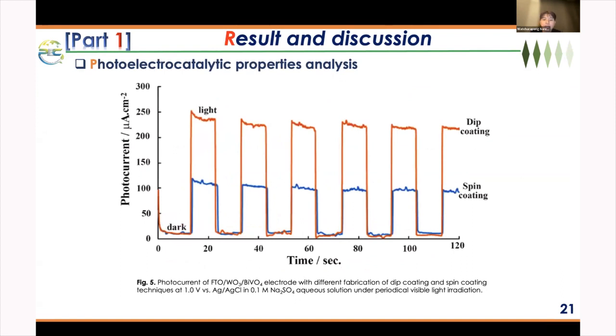And next, figure 5 shows the photocurrents from the water oxidation process using the tungsten oxide bismuth vanadate electrode prepared by the developed dip coating technique was significantly higher than the spin coating technique. And moreover, the dip coating technique is a simple method, low cost, and able to scale up, suitable for application to large scale.